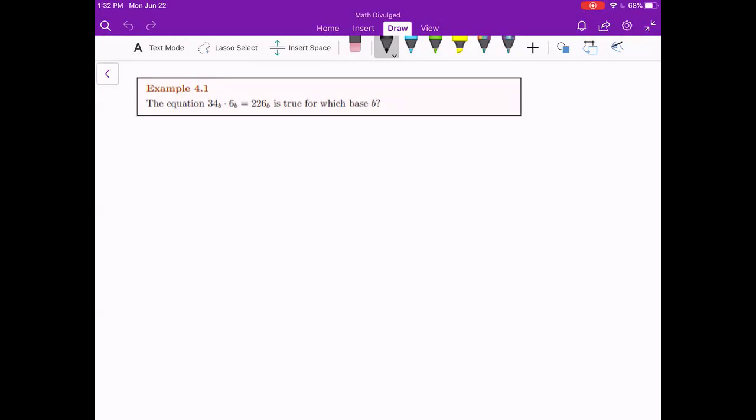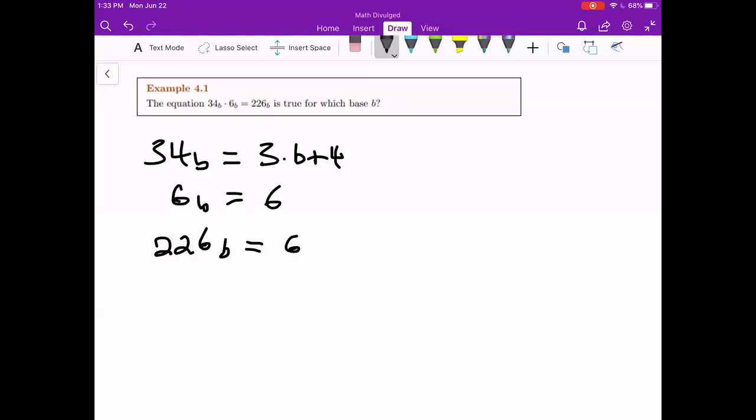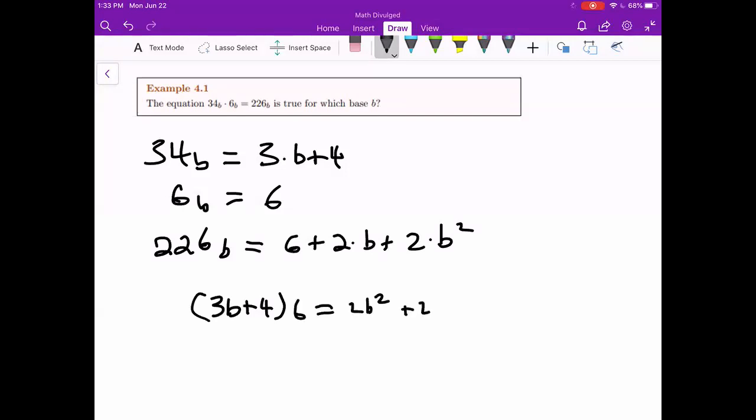So from here, we're going to write 34 base B, 6 base B, and 226 base B as base 10 expressions involving B, and then substitute them back into the equation. 34 base B is equal to 3 times B plus 4. 6 base B is just equal to 6. And finally, 226 base B is equal to 6 plus 2 times B plus 2 times B squared. So if we plug these back into the equation, we get that 3B plus 4 times 6 is equal to 2B squared plus 2B plus 6.